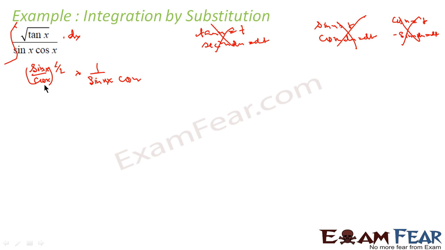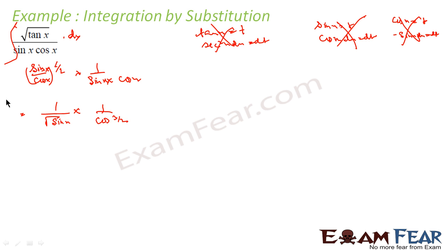Correct? If you solve this, the sine and this sine will go off. So this will become root sine here, into 1 by cos to the power 3 by 2. Correct? That's what we will get: cos into cos to the power 3 by 2.